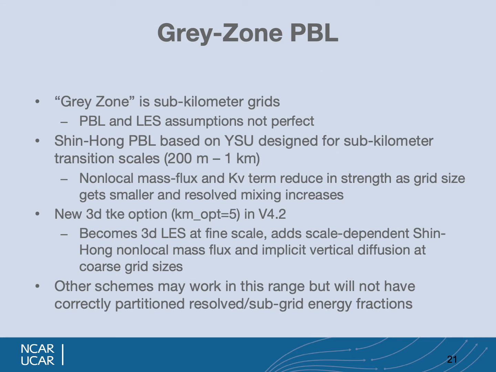Between the PBL and LES scales, there is a gray zone, which is sub-kilometer grid sizes of a few hundred meters to a kilometer, where neither the PBL or LES assumptions are perfect. There are some schemes that are now available to try and handle this regime.